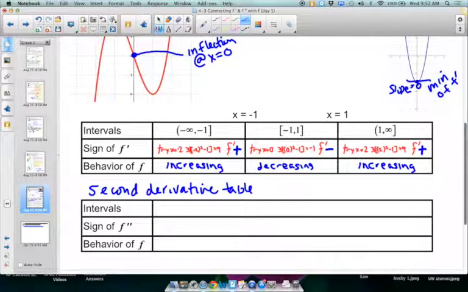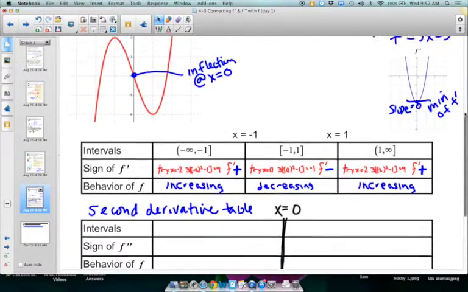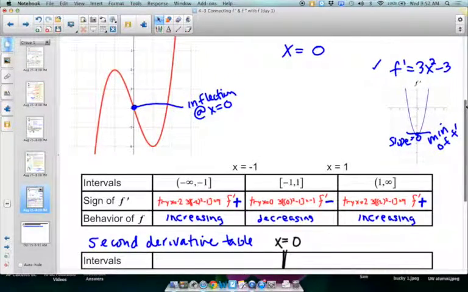And so at x equals 0 is where we have that point of inflection, that second derivative equal to 0. So what's happening on either side of that point? If we look at it graphically, what's happening over here? Concave up or concave down? Smile or frown?